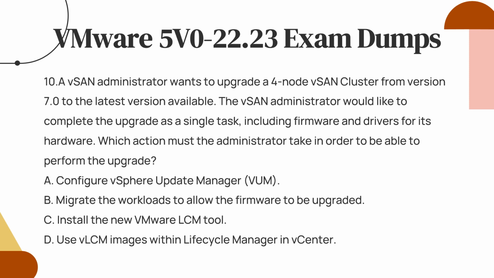10. A vSAN administrator wants to upgrade a 4-node vSAN cluster from version 7.0 to the latest version available. The vSAN administrator would like to complete the upgrade as a single task, including firmware and drivers for its hardware. Which action must the administrator take in order to be able to perform the upgrade? A. Configure vSphere Update Manager (VUM). B. Migrate the workloads to allow the firmware to be upgraded. C. Install the new VMware LCM tool. D. Use vLCM images within Lifecycle Manager in vCenter.